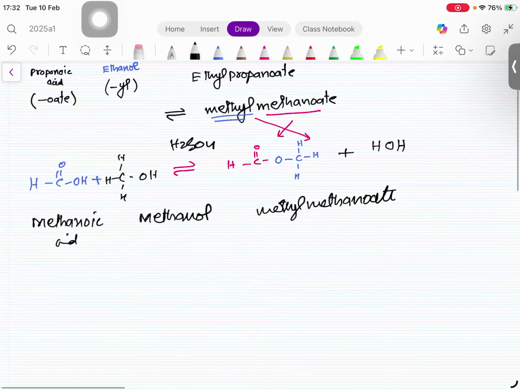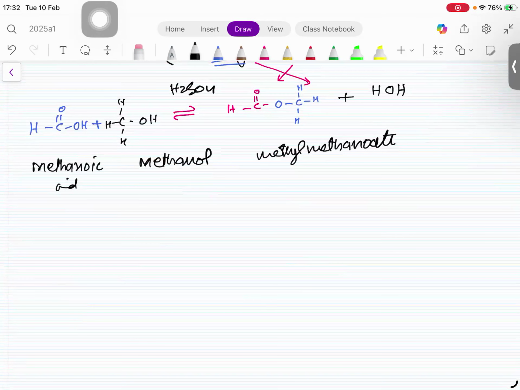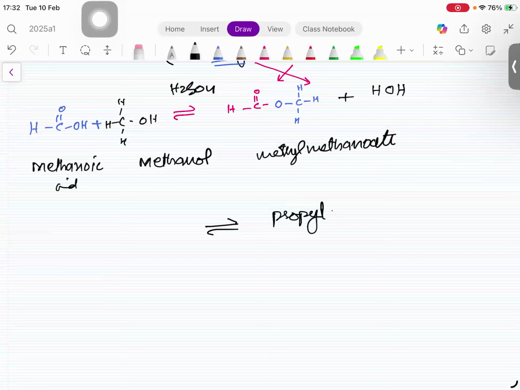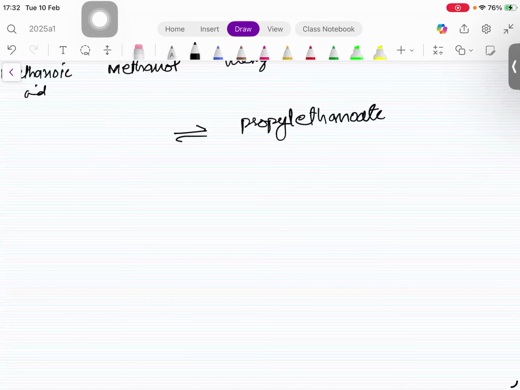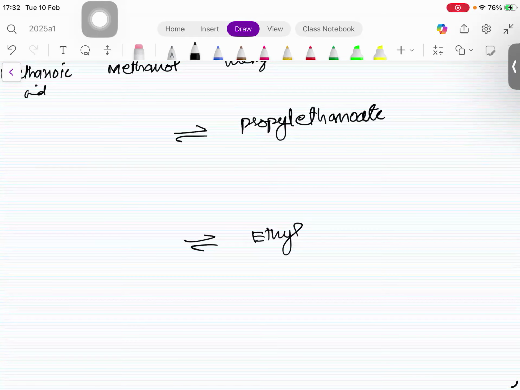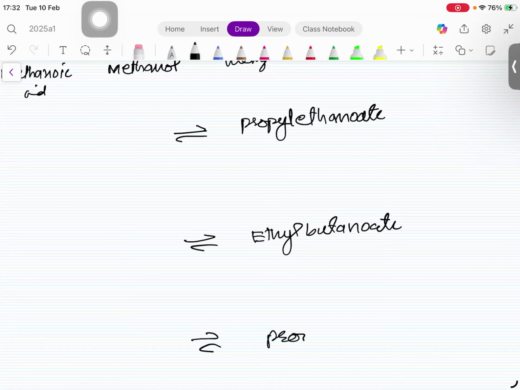And sulfuric acid is the catalyst. Okay. Now the next one which you have to make, please pay attention, that is propyl ethanoate. First draw the structure of ester, then write the equation for the formation of this ester. Next is ethyl butanoate. The next one is propyl ethanoate.